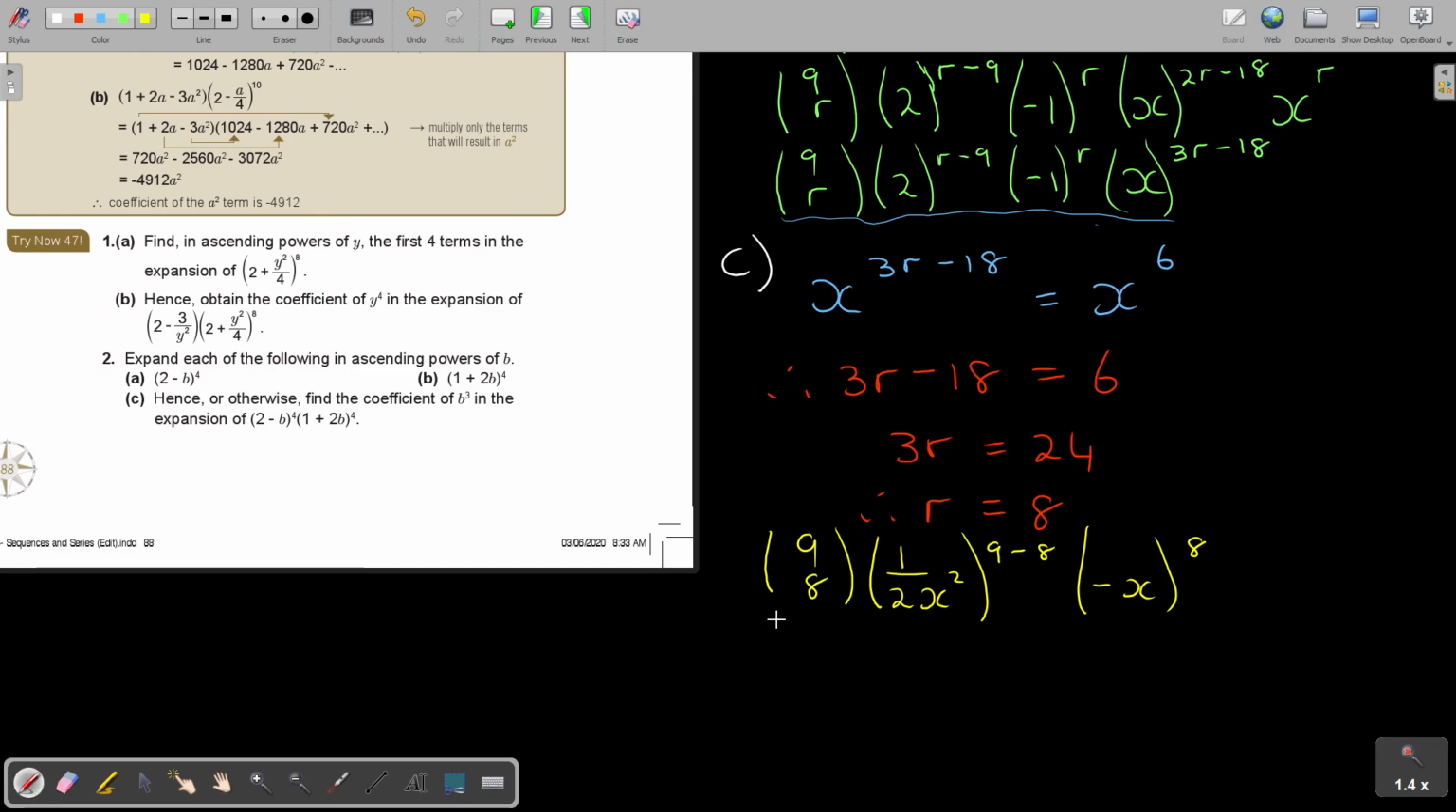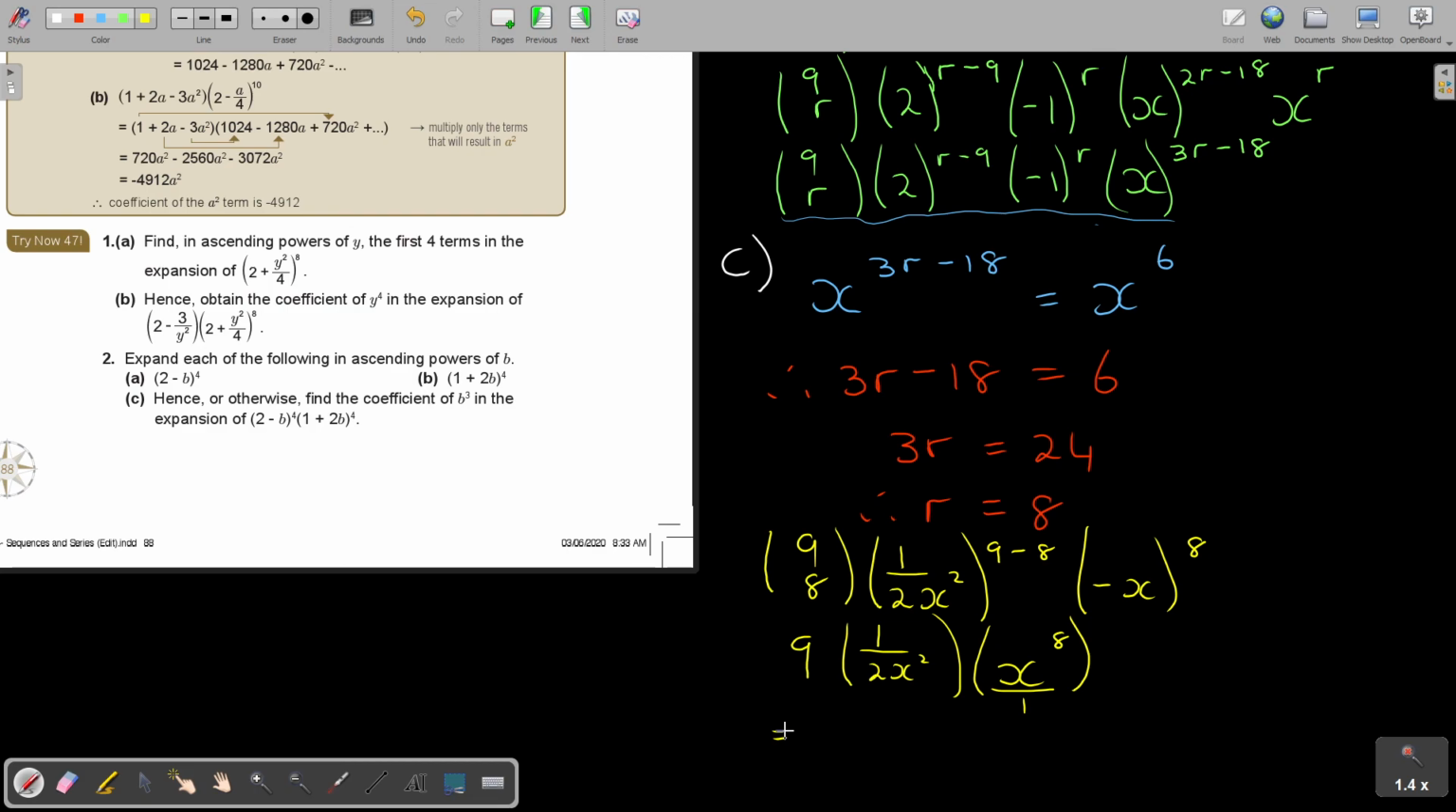Okay, so then I press on my calculator 9 nCr 8, and I get 9. And I simplify, okay, this is 1. This is nice. So it's just 1 over 2 x squared. And this, because it's negative, it becomes a positive, because it's an even number. If it was odd, it stays negative. If it's even, it becomes positive. So it's just x to the power of 8.